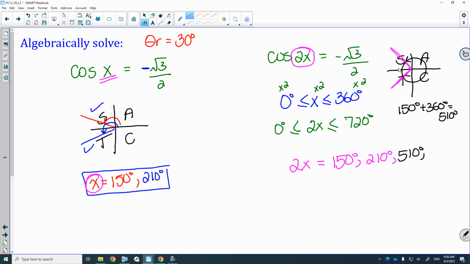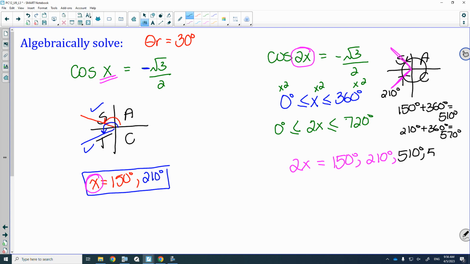And remember this one, this solution was 210, right? So this guy was 210, but that's only once around the circle. I could now go twice around the circle. So 210, what's coterminal with that? If I add 360 degrees to 210, I would get 570 degrees.